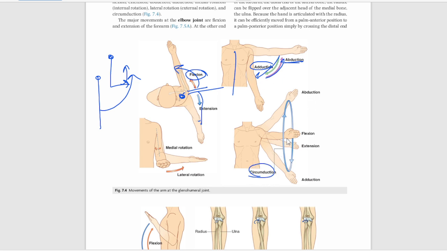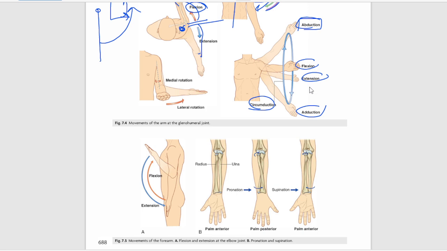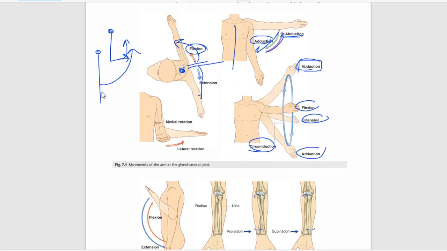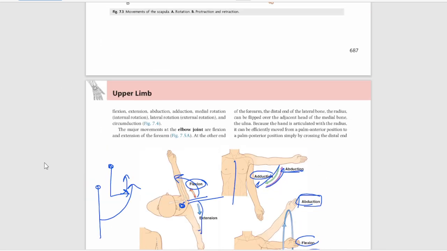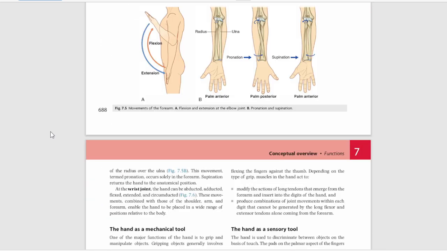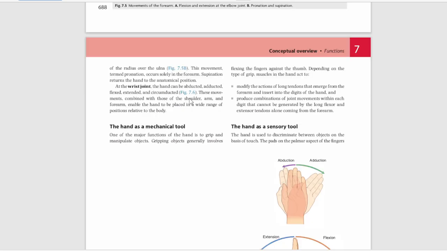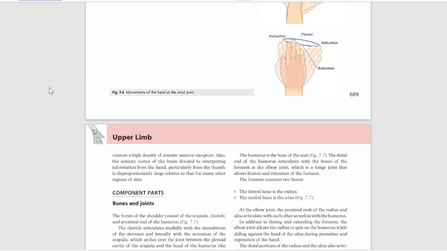Now circumduction. What is called circumduction? For example, you are doing abduction, adduction, flexion, extension, moving in all four dimensions. That is called circumduction. But the circumduction is not shown here, so it is not explained.